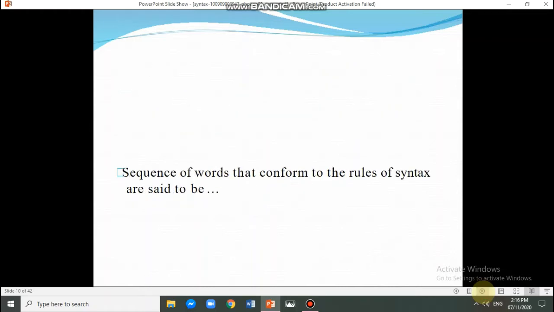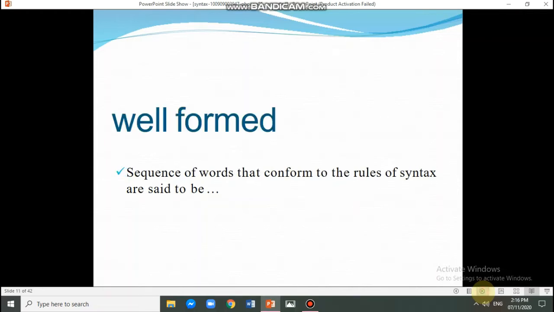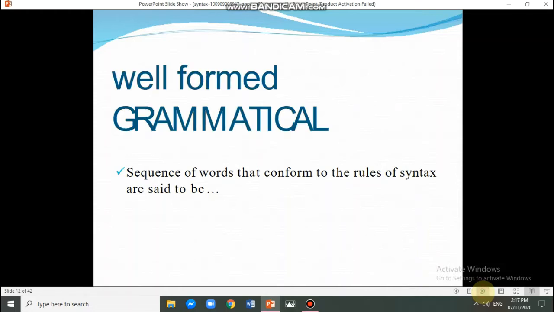Sequences of words that conform to the rules of syntax are said to be well-formed. So, if ang sequence sa words conforms to the rules of syntax, meaning sakto ang pagkasunod niya, well arranged, it is called well-formed or grammatical. So we usually term this as correct grammar. But in the language of linguistics, we term this as grammatical. In the grammatical, sakto, conform siya sa rules sa syntax.